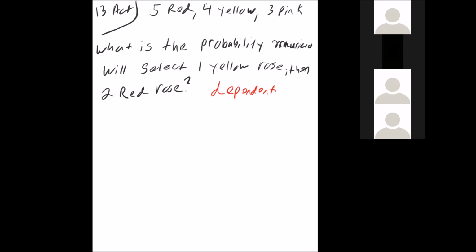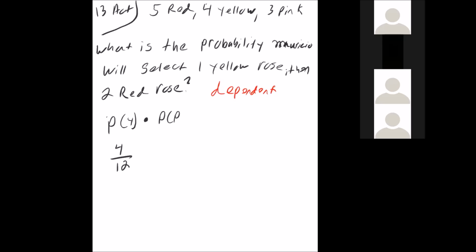Let's just do it one piece at a time here. So what's the probability? 1 out of 13. 4 out of 13. But is there 13? I mean 12. There you go. So the probability of our yellow is going to be 4 out of 12. Now, when you have independent and dependent, that means you are going to be multiplying. That's the "and," okay? And means multiply.